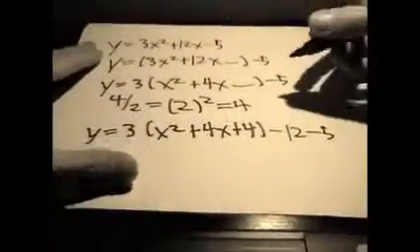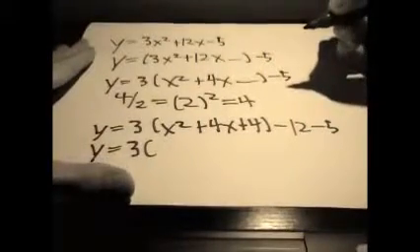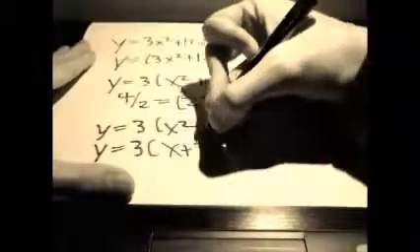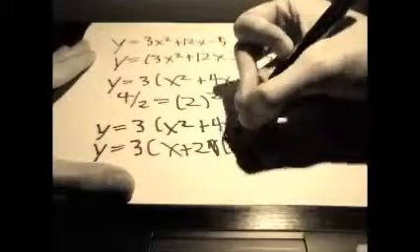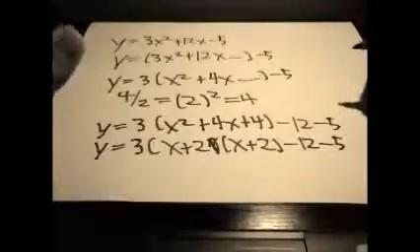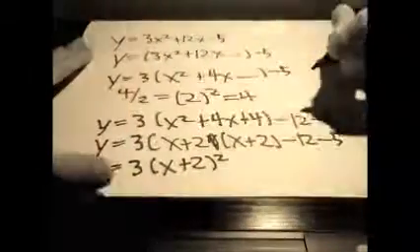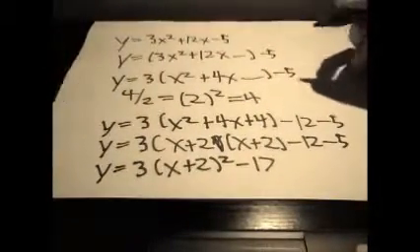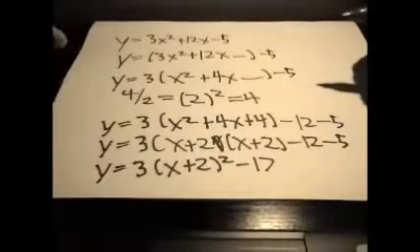And we just factor this perfect trinomial here. So y equals 3. Let's see, a times c method. 1 times 4 is 4. Which multiples of 4 add together to make 4? How about 2 and 2. So x plus 2 and x plus 2. Okay, now all we have to do is finish the equation. So y equals 3 times x plus 2 squared minus 17. And there you go.